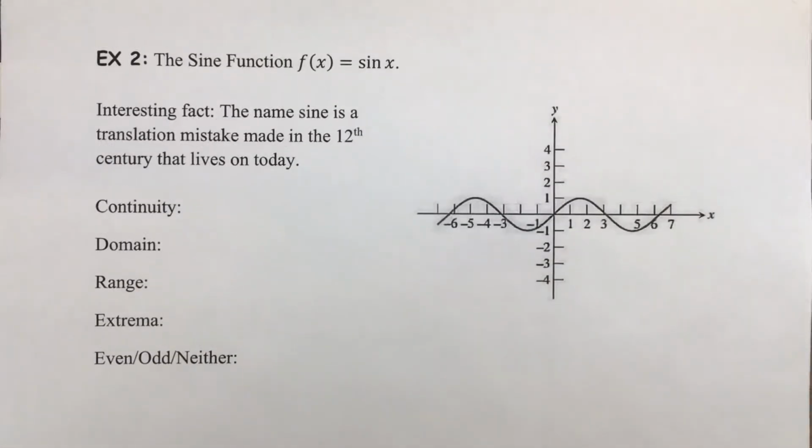Example 2, the sine function, f of x is equal to the sine of x. Interesting fact, the name sine is a translation mistake that was made in the 12th century, but it lives on today. Okay, translation mistake, yet certain things catch on and we just continue to use them forever. I'm not going to bore you on the details of what the translation mistake was, but that's just a fun fact, and if you want to, you can go and look that up. Okay, here's a graph of the function.